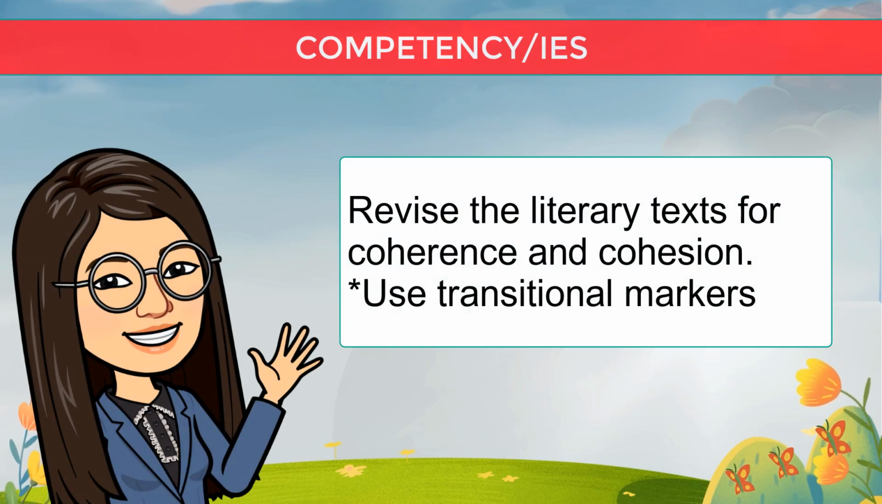Here's what we aim to accomplish. Since you've learned about different types of literary texts, it's time to create your own. This week, we'll focus on the competency: Revise the literary texts for coherence and cohesion. You'll be using transitional markers to make your writing more connected and easier to follow.